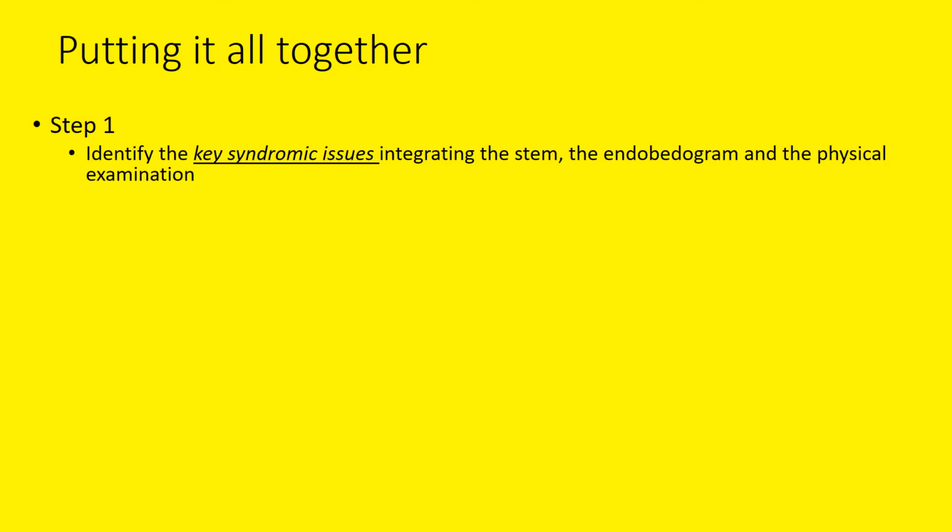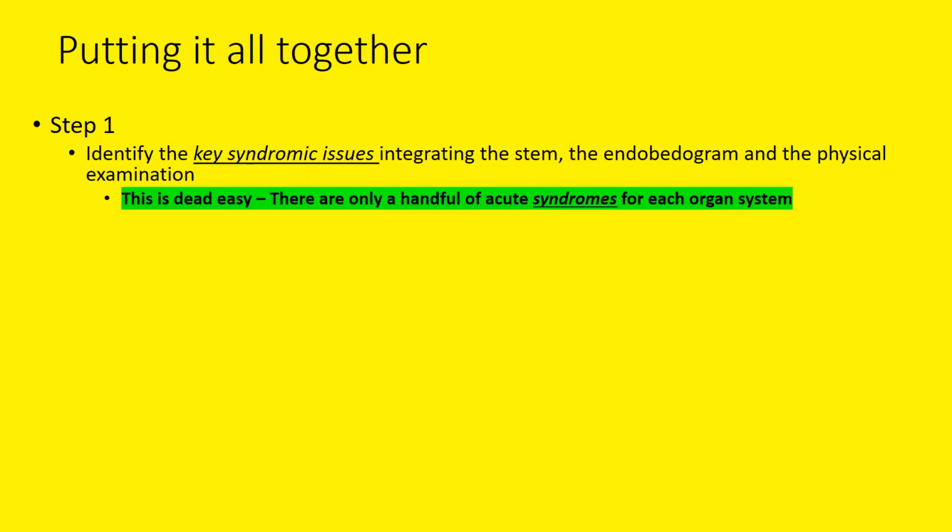Step 1, you've identified the key syndromic issues from the stem. Don't ignore the stem, okay? That's why you've been given some history for that. The electrocardiogram and the physical examination.